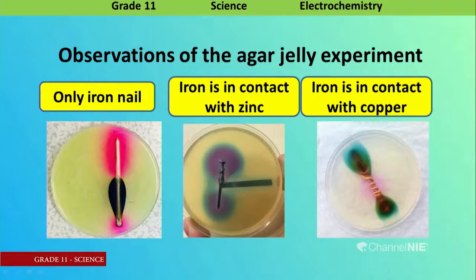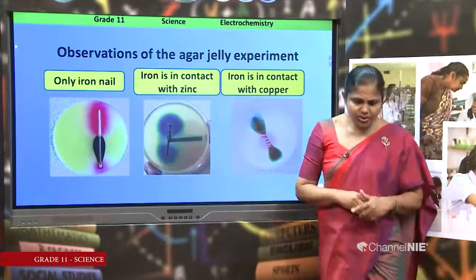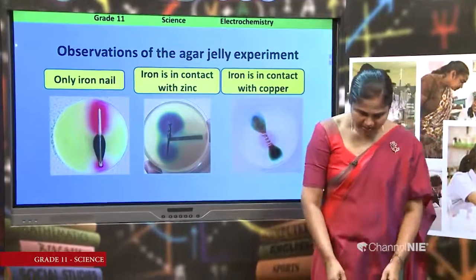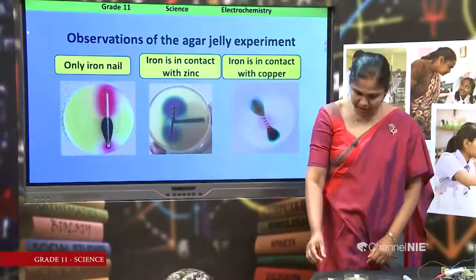Here when the iron is in contact with zinc, you can see this is also pink. When the iron is in contact with copper, what has happened? The dark blue area is larger, and only at the middle, where the copper metal is in contact, the pink area is seen. Let me explain the reason for this, children. Before that, just go to the real experimental setups that I have arranged for you.